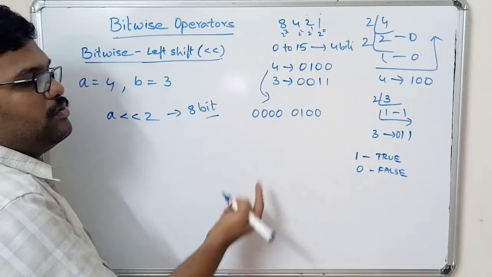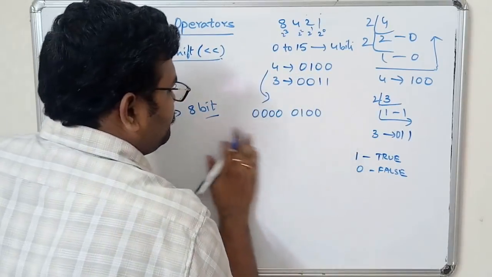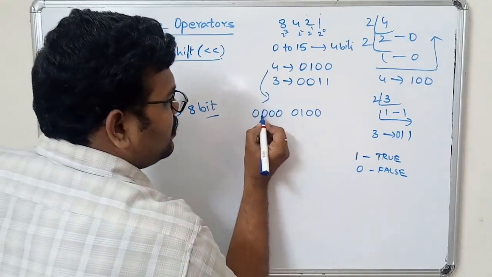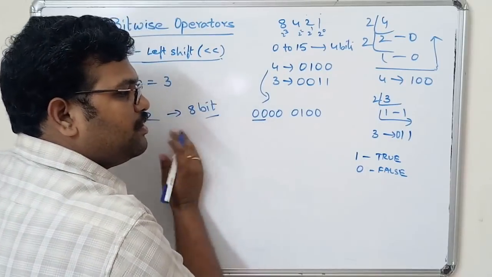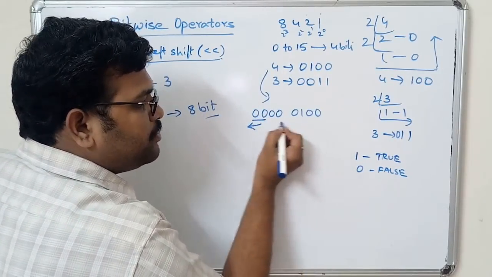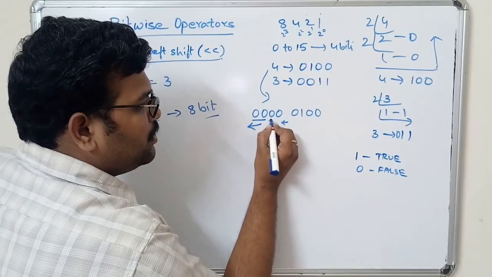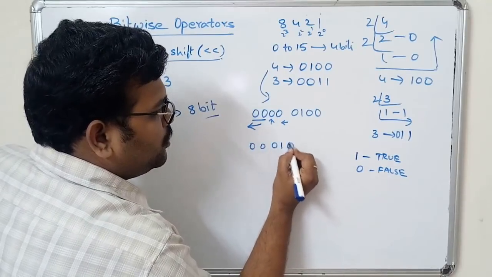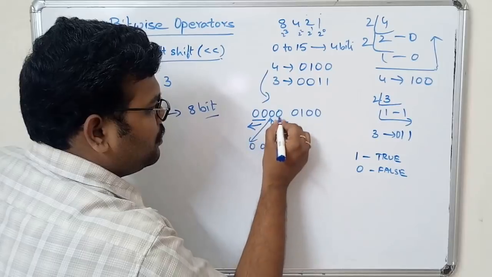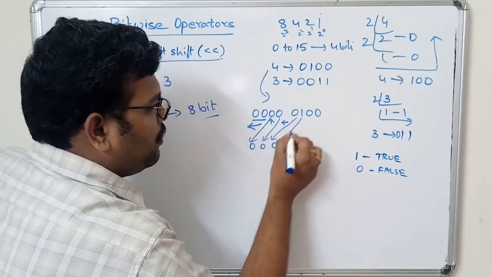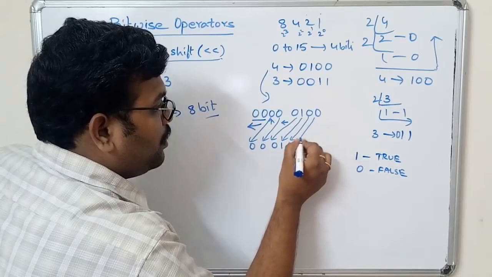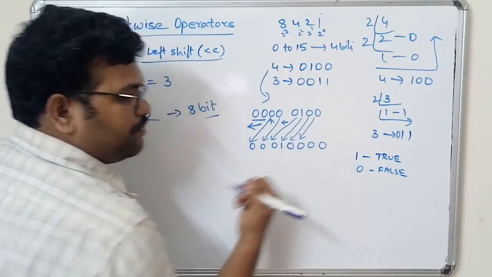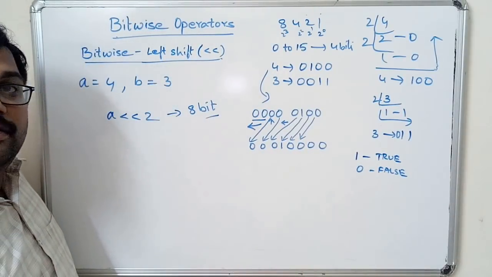8-bit representation for 4, so all the remaining will be zeros. 2 bits we have to shift on the left side, so every bit should move towards the left. So 0 0 0 1 0 0. See this one, only 6 bits. What about the remaining 2 bits? Add zeros. So this is the left shift.